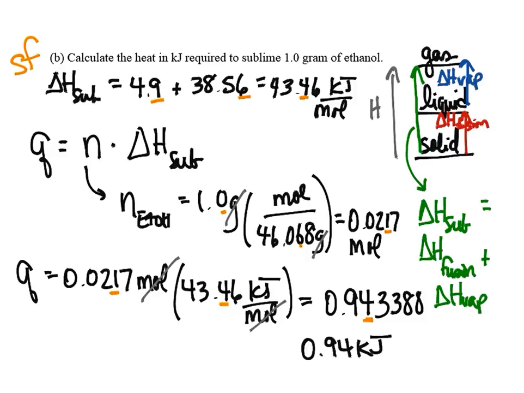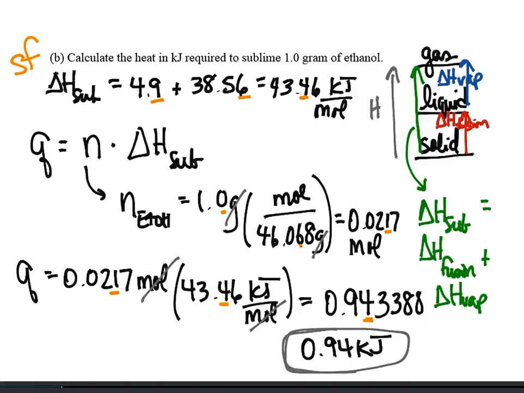So we're going to round it to that 4.94 kilojoules. We'll circle that.